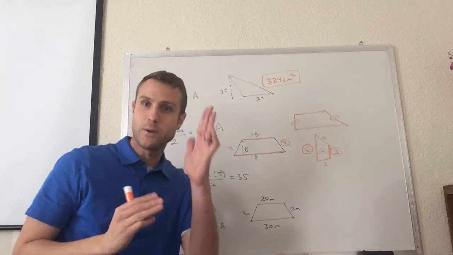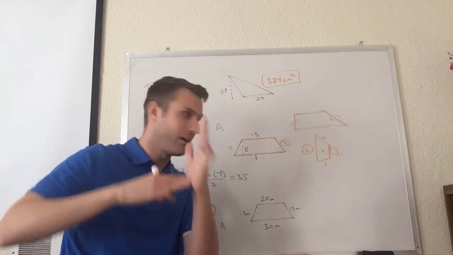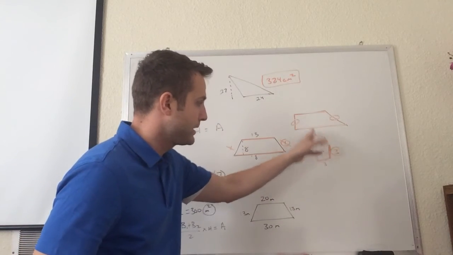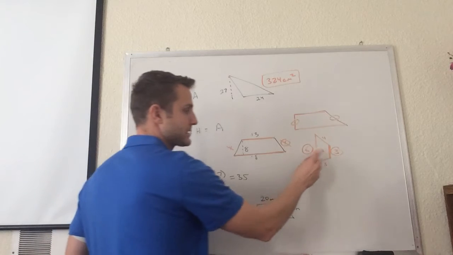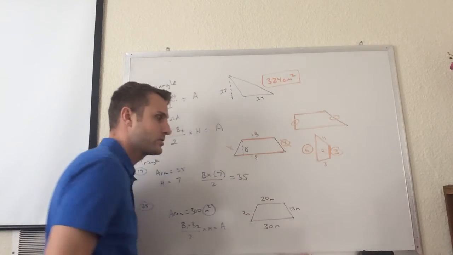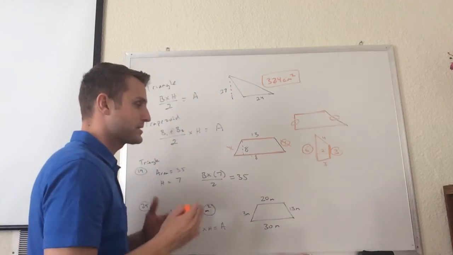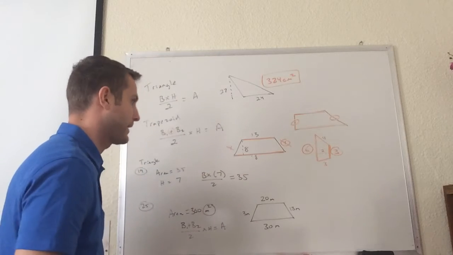So the height has to be perpendicular. That means it makes an L. That would be perpendicular with the bases. So I would do 6 plus 3 divided by 2, times 2, would be my area.